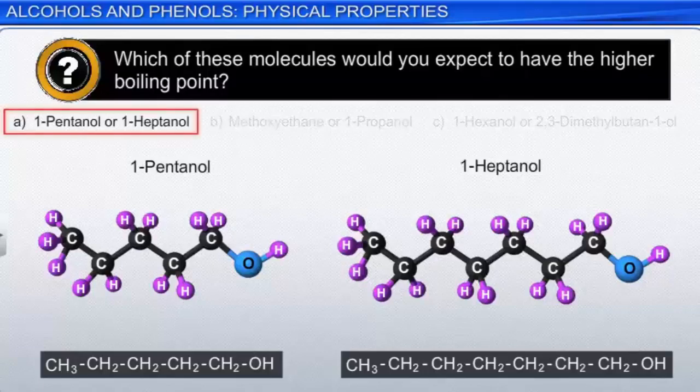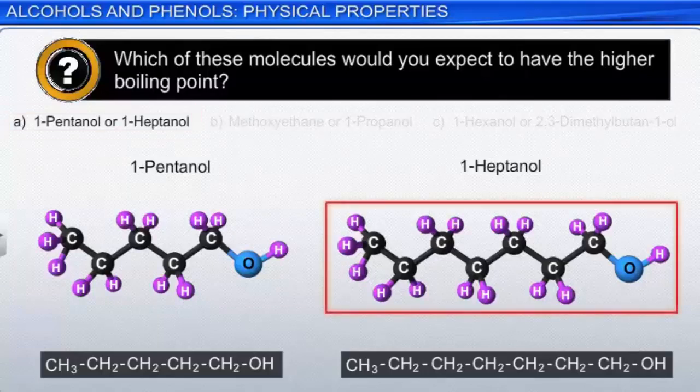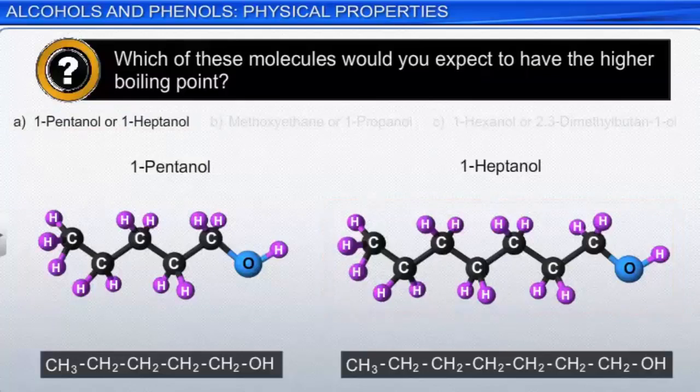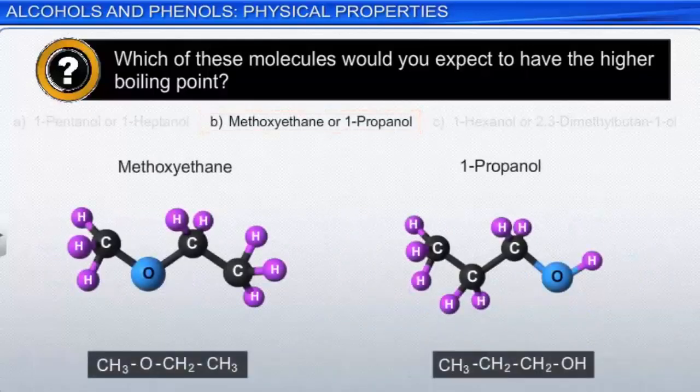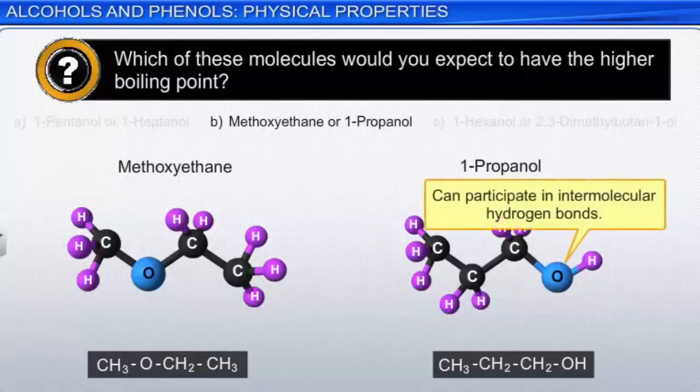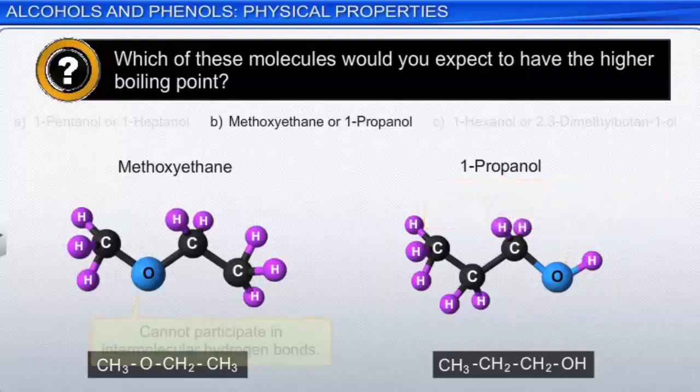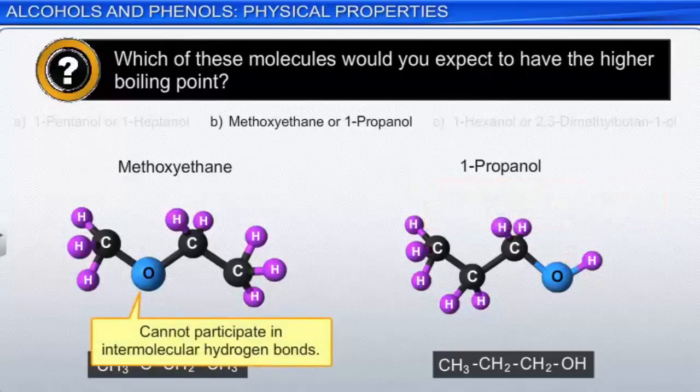For set A, 1-heptanol has the higher boiling point because it has the longer carbon chain. For set B, 1-propanol has the higher boiling point. 1-propanol with its hydroxyl group can participate in intermolecular hydrogen bonds, while the ether methoxymethane cannot.